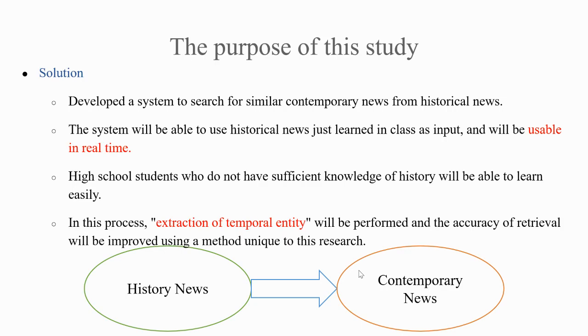As a solution, this study developed a system to search for similar contemporary news from historical news. The system will be able to use historical news just learned in class as input and will be usable in real time. High school students who do not have sufficient knowledge of history will be able to learn easily, and in this process, extraction of temporal entity will be performed and accuracy of retrieval will be improved using a method unique to this research.